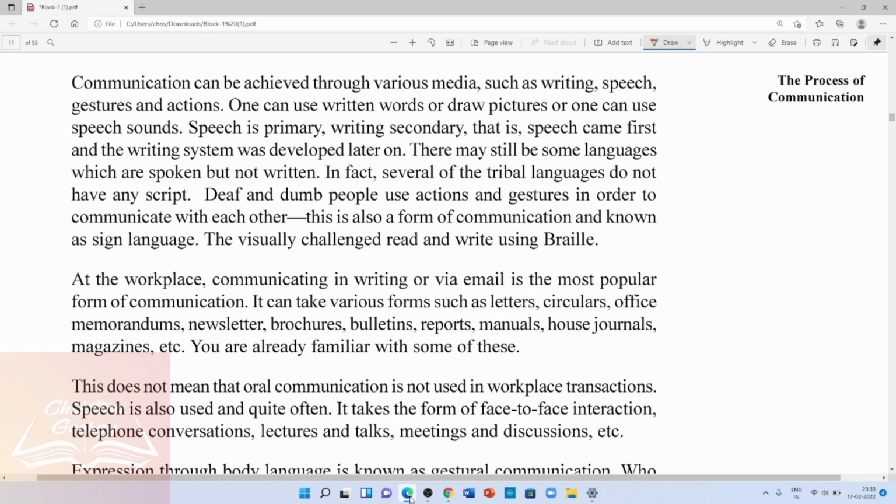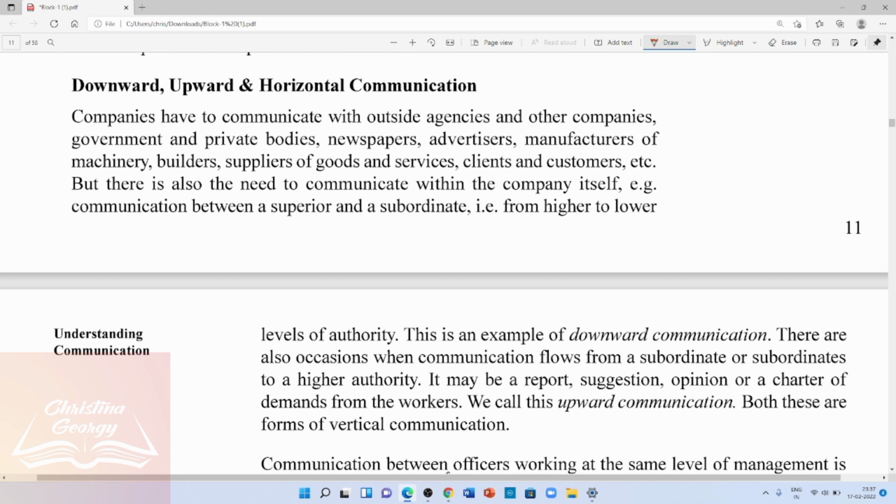It takes the form of face-to-face interaction. It could be telephone conversations, lectures, seminars, meetings, discussions, etc. Remember, expression through body language is known as gestural communication. Very often we nod the head in order to say yes, right? Yeah, that could be a way of gestural communication. Now let's move on to downward, upward and horizontal communication. So suppose a communication happens between a superior and a subordinate at the workplace.